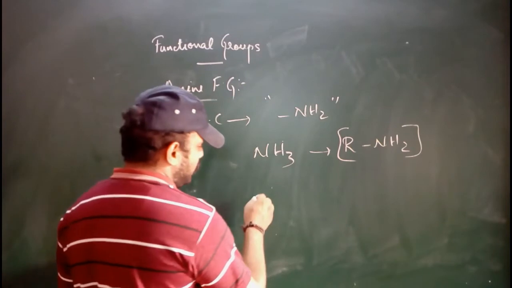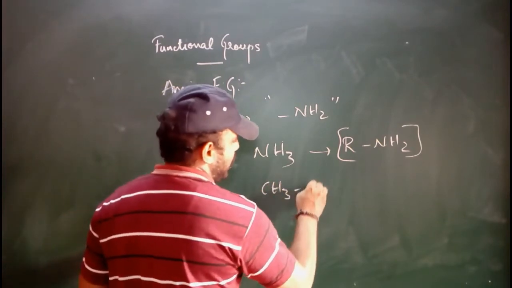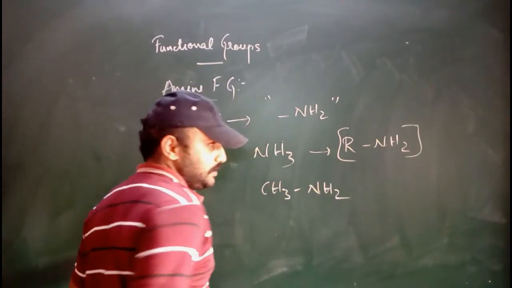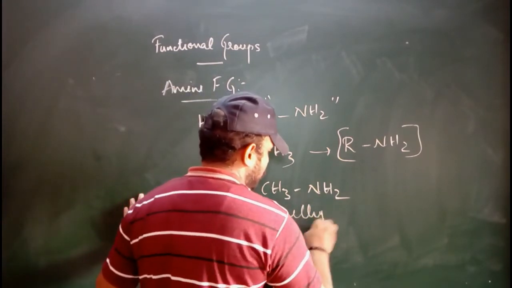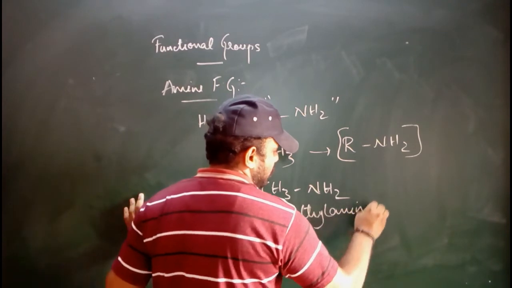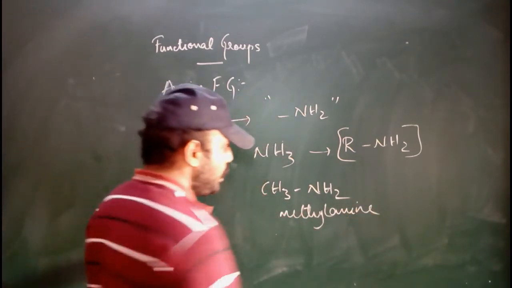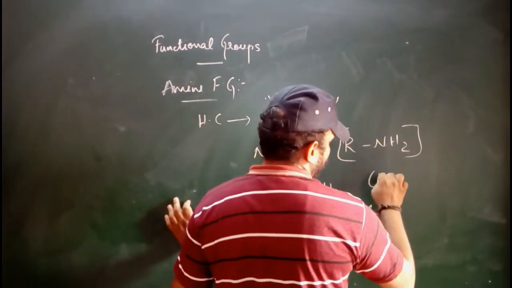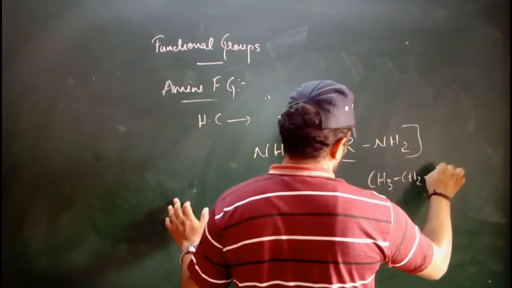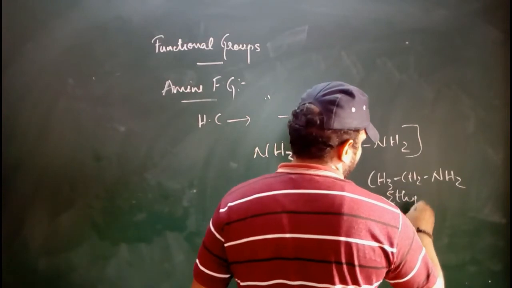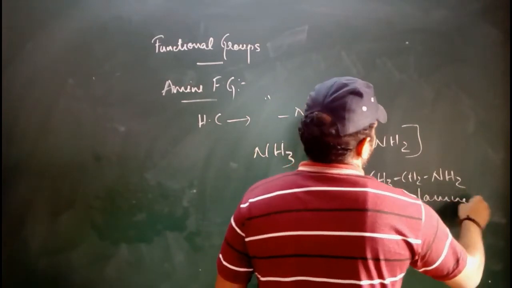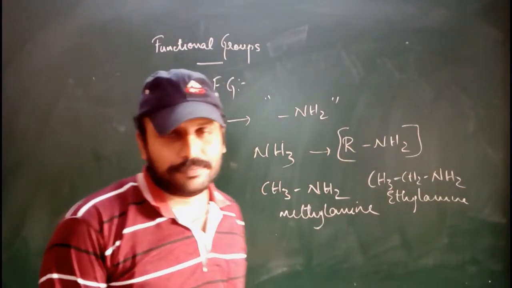As an example, CH3NH2. What is the name of this CH3NH2? We can write it as methylamine. If I write a two-carbon hydrocarbon, CH3CH2NH2, what is that? Ethylamine. So these are the different types of functional groups.